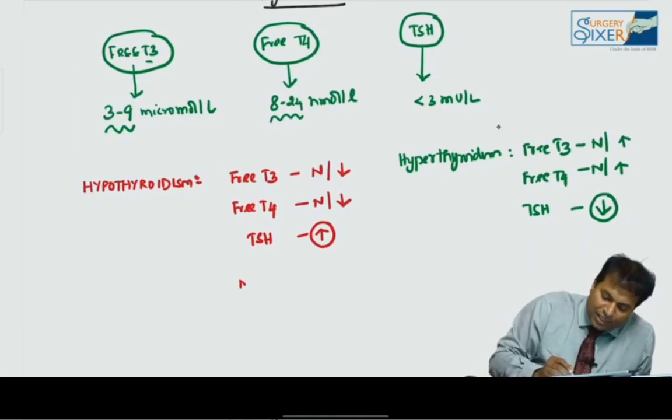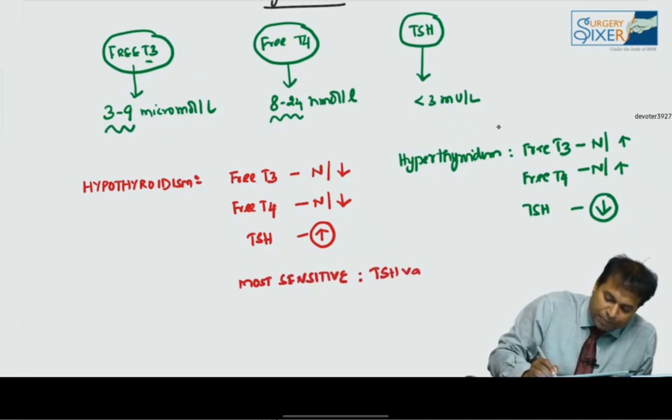So what is the most sensitive investigation? The most sensitive investigation to diagnose hypo and hyperthyroidism is measuring TSH values. TSH value is the most sensitive investigation. Please don't forget this. Please don't forget TSH is the most sensitive value.